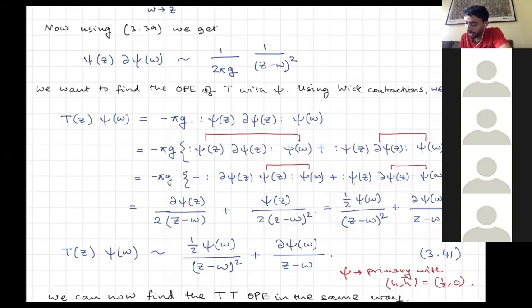So if you get this, then the OPE is of a form like this. And once the OPE is of a form like this, you can read off the fact that there is a half which sits out here, and that is because it's a primary. So this indicates that psi is a primary of weight half and 0.